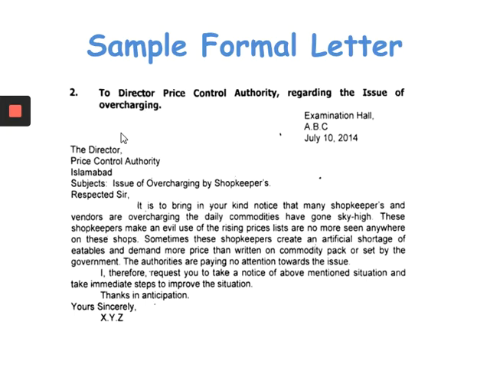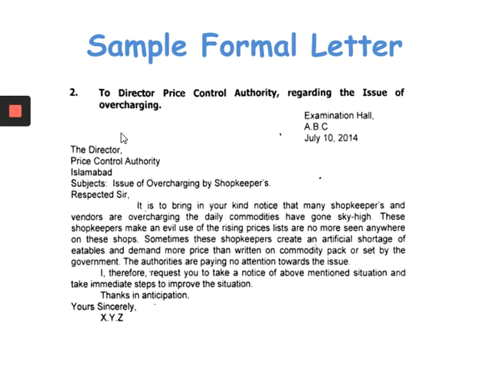I'll go through it again. The director, T capital, D capital, comma. Price Control Authority. The director of what? The Price Control Authority. Then comes the name of the city, Islamabad. Then comes the subject, colon. In capitals, capitalize each letter of the words. Issue of overcharging by shopkeepers. In the next line, you write down the salutation. Respected sir, R capital, S capital, comma. Okay, I hope I am clear till here.